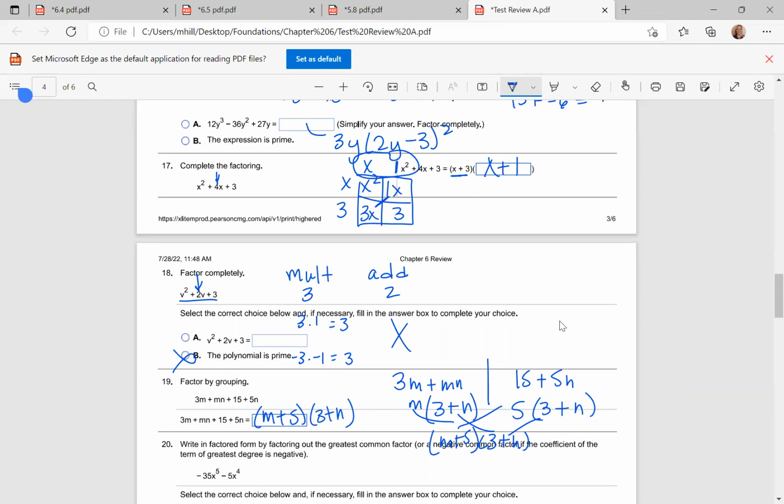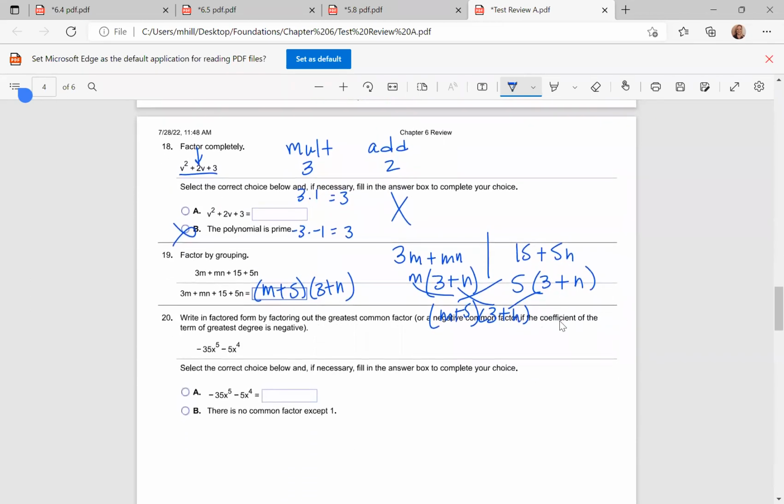And then our last problem, it says write in factored form by factoring out the greatest common factor or a negative common factor if the coefficient of the term of the greatest degree is negative. Okay, and it is. So we're trying to factor out the largest thing we can. Both of them are negative, so I'm going to factor out a negative number. And I'm thinking, well, what's the biggest number that will go into 35 and 5? Well, it's 5. And then when you compare your variables, you've got x to the 5th and x to the 4th, so you would want to factor out the smallest one of those.